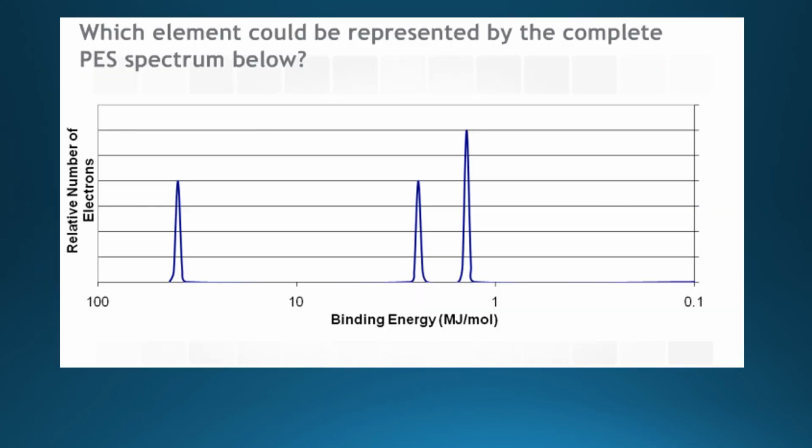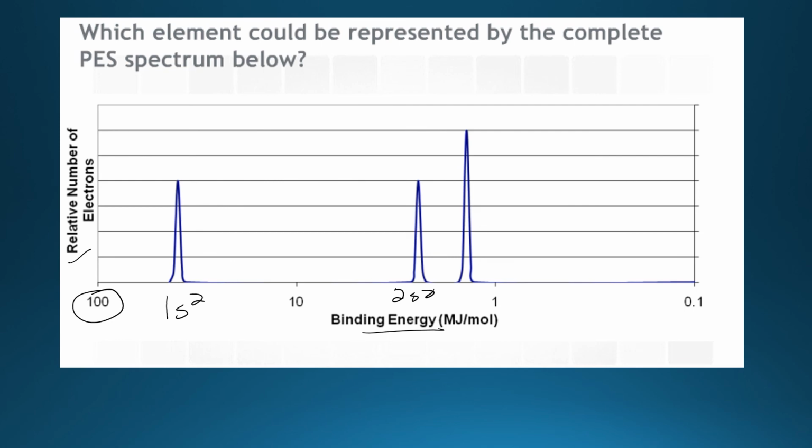Our next question asks, which element could be represented by the complete PES spectrum below? Okay, so again, we have relative number of electrons on the vertical, binding energy on the horizontal. This time, my far left is my 1s, the most difficult ones to remove. Remember, you have the highest number to the left. And notice now 4 lines indicates 2 electrons. So next I have 2s2, because I have 4 lines.